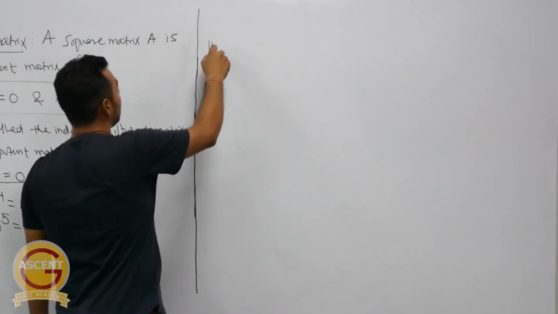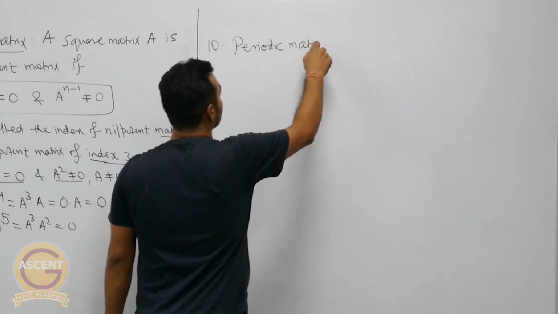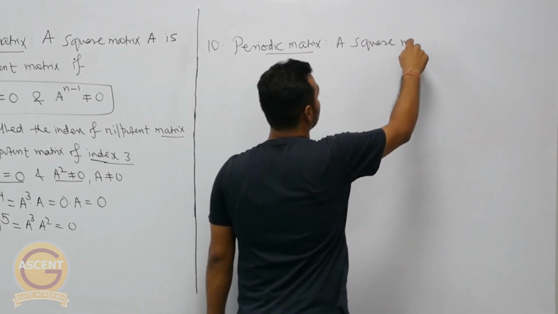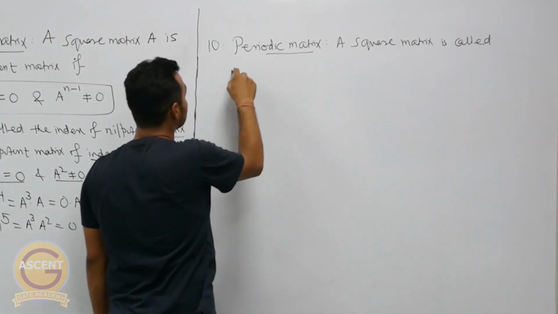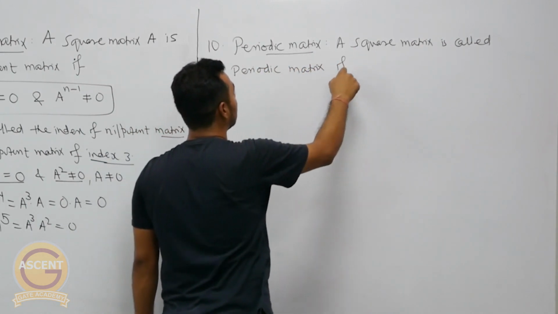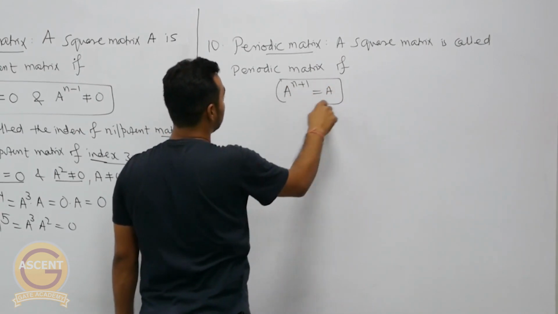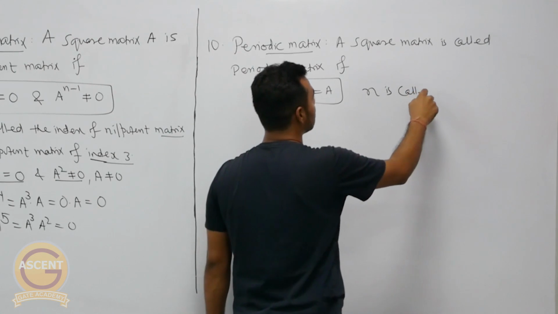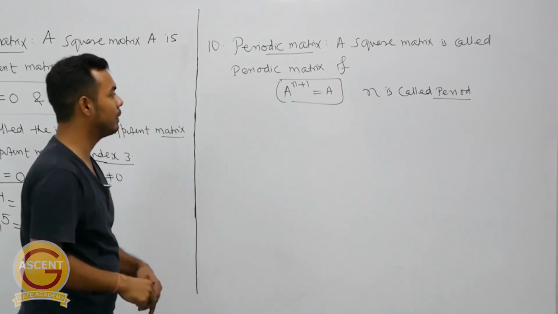And the last one is the periodic matrix. Now the name periodic matrix is defined from periodic function. The definition of periodic matrix: a square matrix is called a periodic matrix if A to the power n plus 1 is matrix A. If this condition is satisfied, then the matrix is called a periodic matrix and n is called the period of this matrix. Now I will explain the meaning of this period with the help of one example.